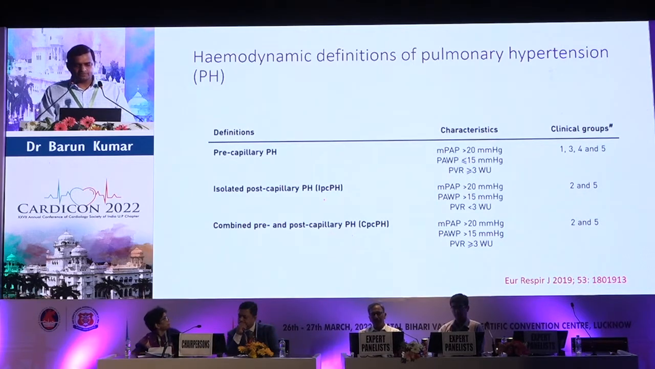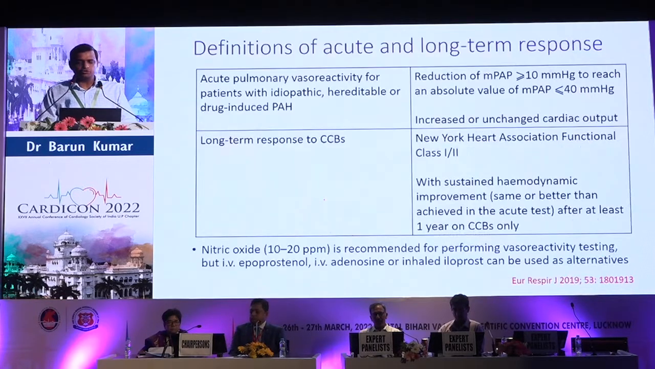Hemodynamic definition is decided by mean pulmonary artery pressure, pulmonary artery wedge pressure, and PVR. If PVR is more than 3, then it is pre-capillary or combined. If it is less than 3, it is post-capillary. And wedge pressure, if it is less than 15, it is pre-capillary. If more than 15, it is combined pre and post. And the mean PA pressure, of course, should be more than 20.